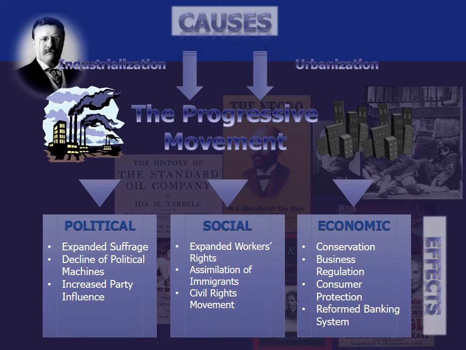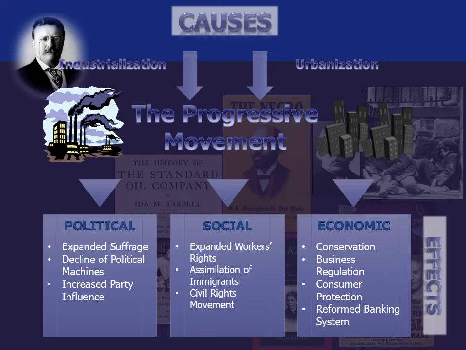So, causes right there. You've got industrialization. You kind of have this trifecta: industrialization, urbanization, and immigration, which I didn't put up here. But you have the political issues with industrialization, the idea of the industrialists and the corporations gaining too much power. So with the political causes, you have a push to expand the vote.